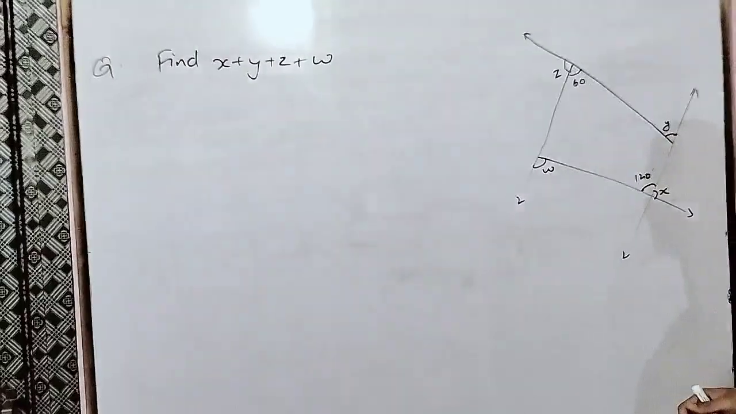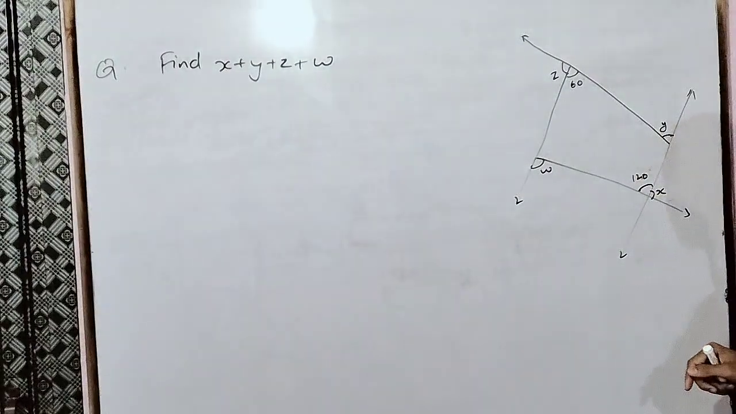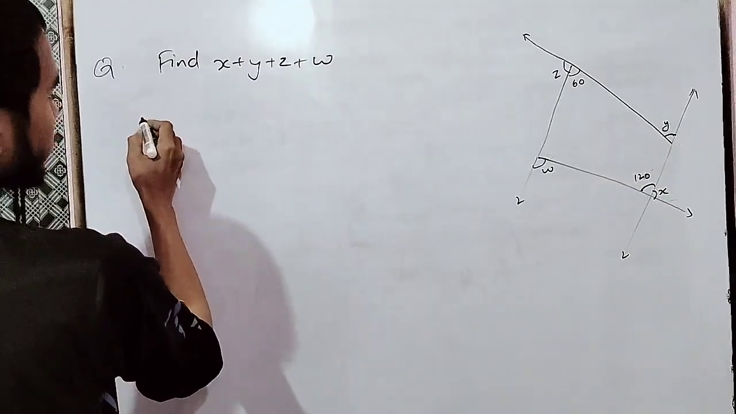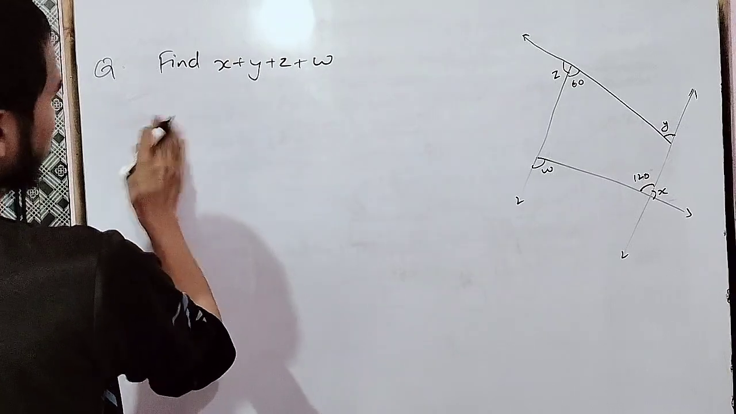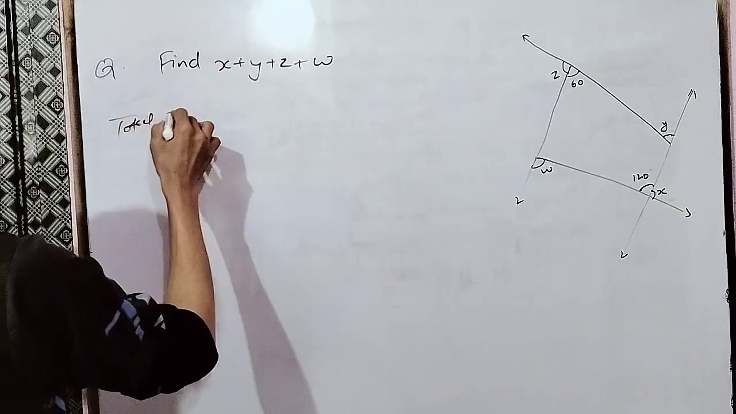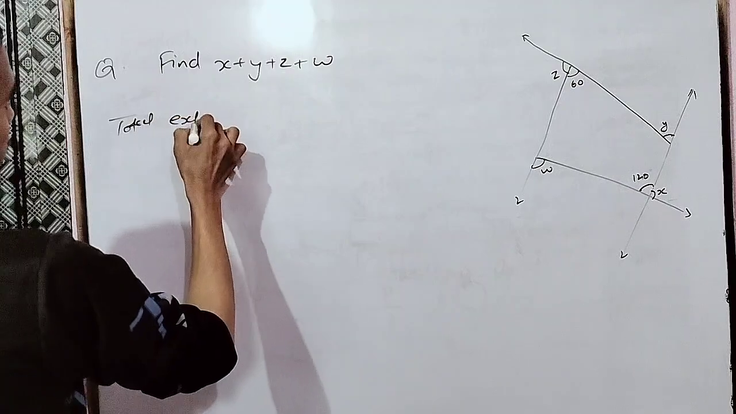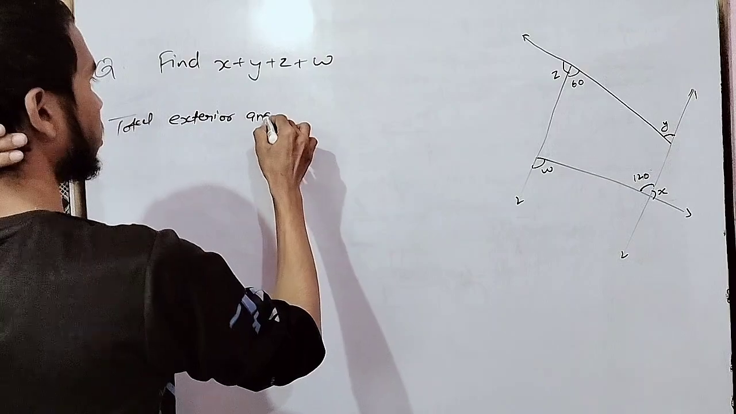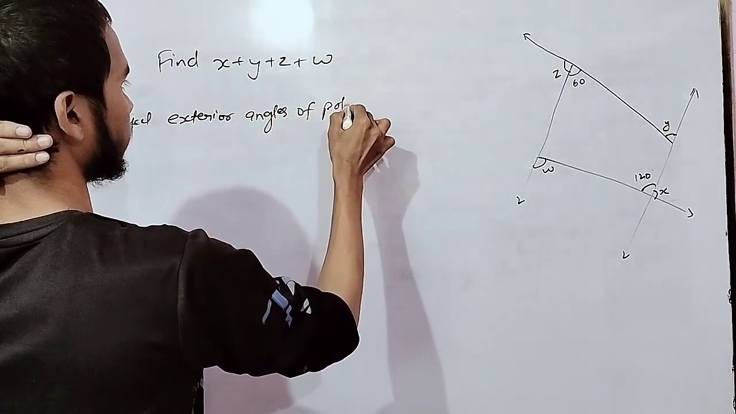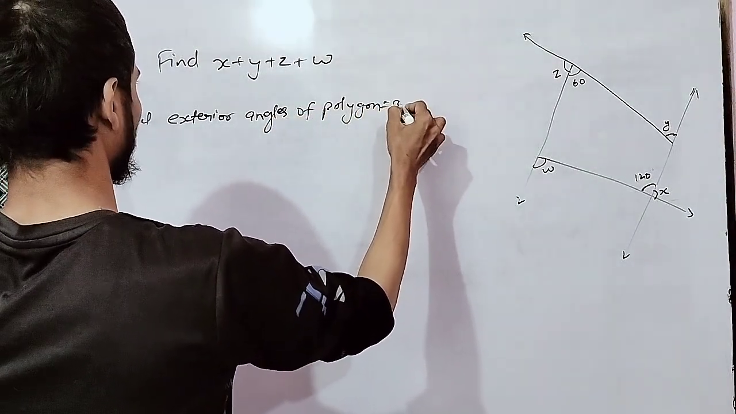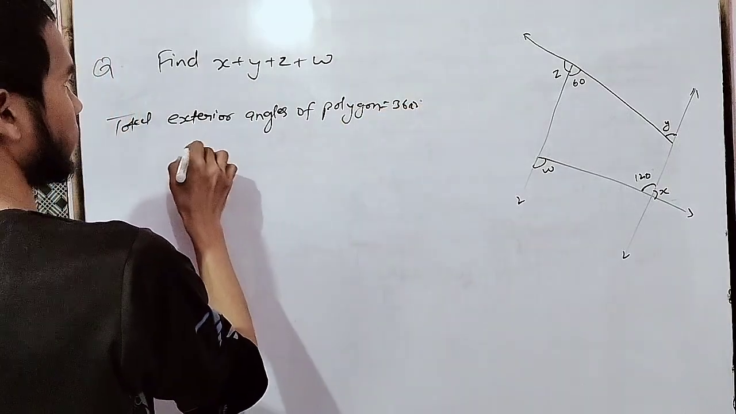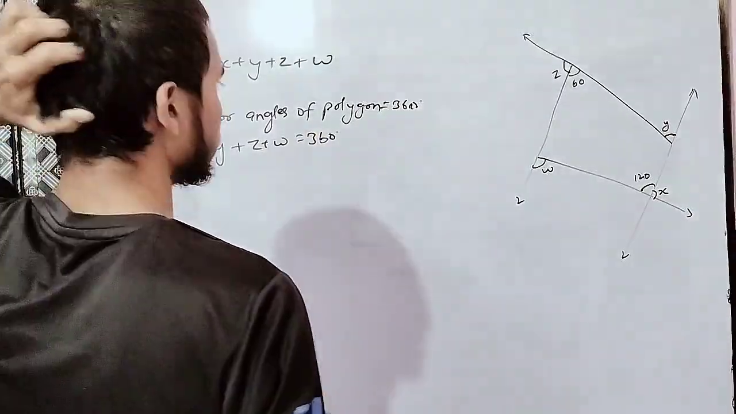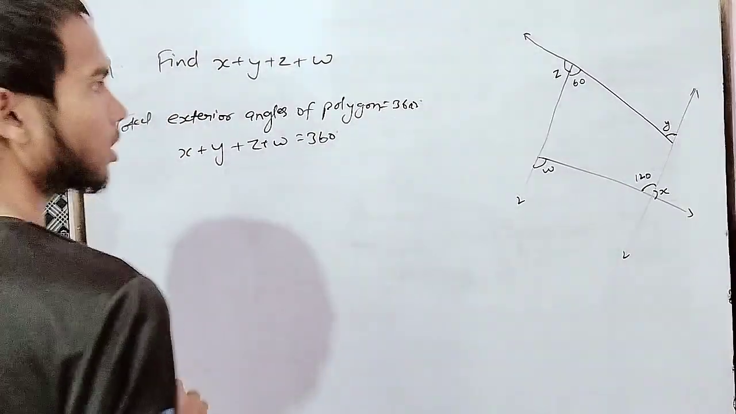are exterior angles. Already we know the total exterior angles of a polygon is 360 degrees. Here we have x plus y plus z plus w, which is how much? 360 degrees.